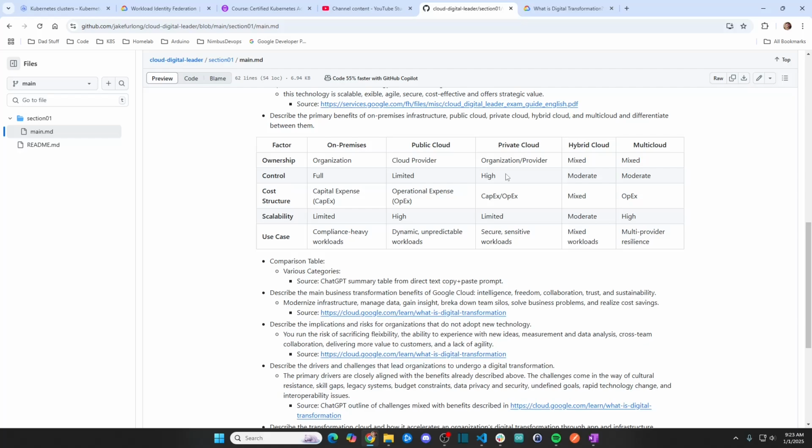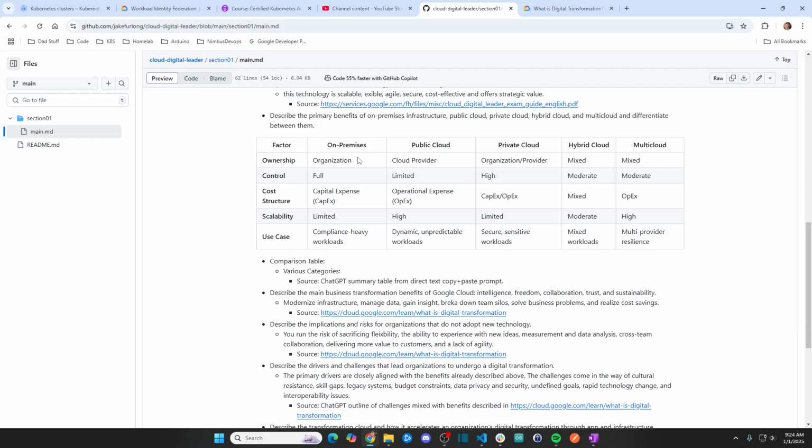So if you're following along, you can see that the on-prem offers organizational ownership with full control, with an upfront capital expense, with limited scalability, and usually relies on compliance-heavy workloads for their use case. Whereas in contrast, public cloud is owned by the public cloud provider, where you have very limited control and you're trading capital expense for operational expense, or CapEx for OpEx, with a very high degree of scalability, where the use case is more dynamic and unpredictable workloads.